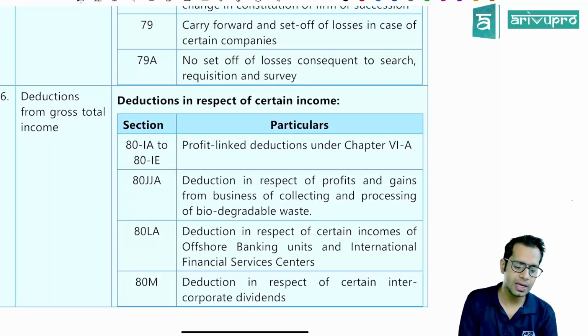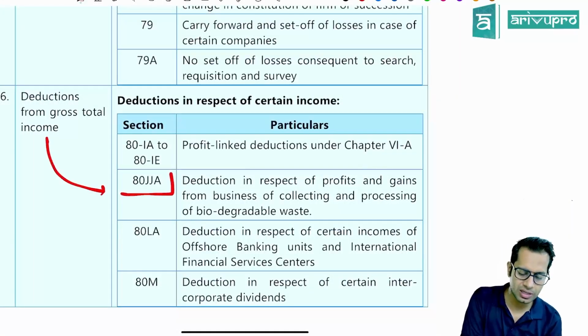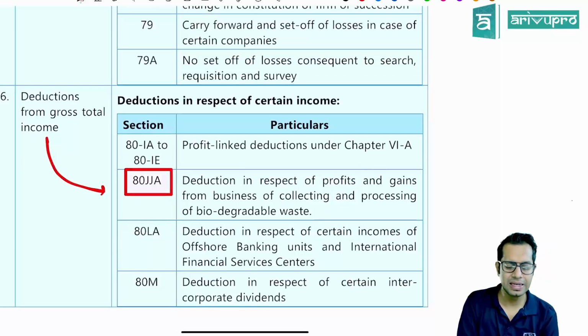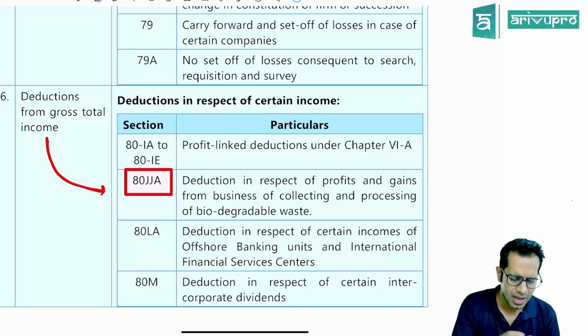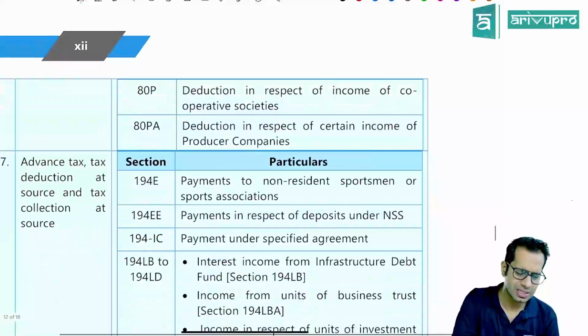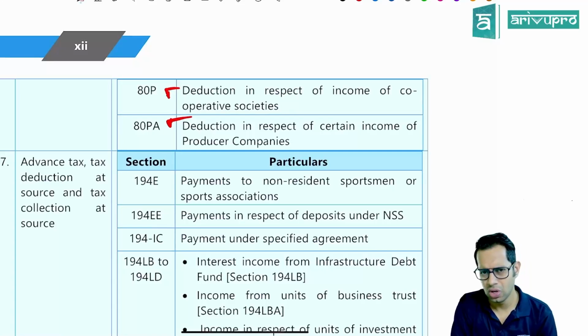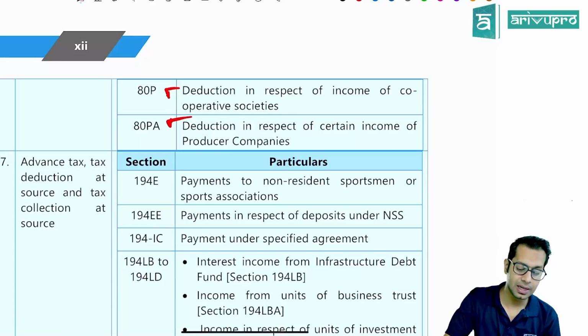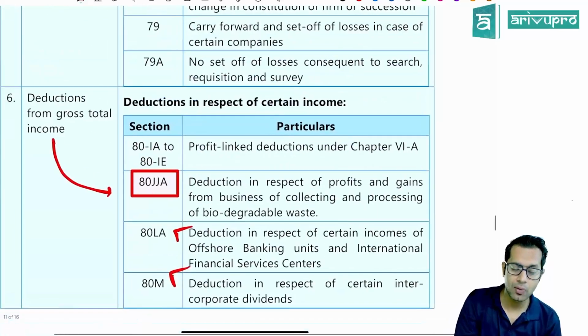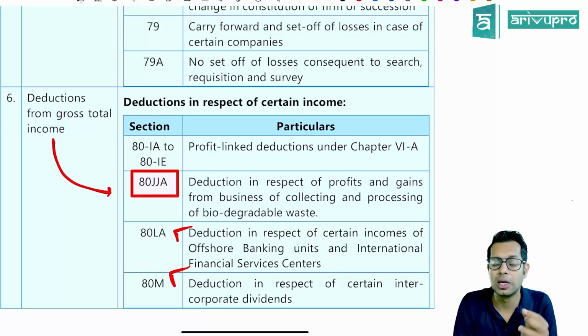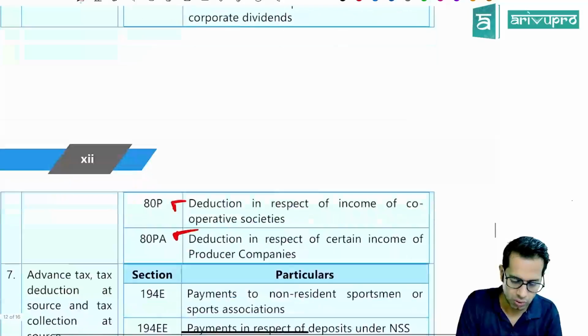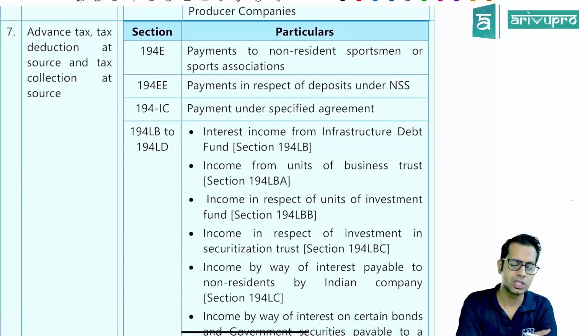Similarly, there is one section which we used to study in the classroom called 80JJAA. That is no more applicable to you. Apart from that, 80IA to IE, LA, M, all these points were not discussed in the classroom, and they are not applicable to you for your examination also. 80JJAA was discussed by us in the classroom, but it is not applicable to you.